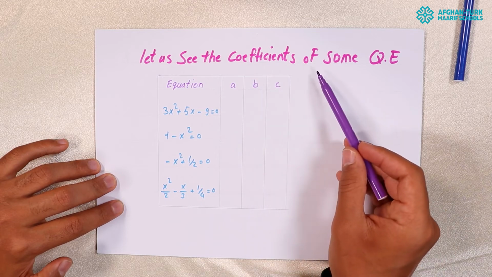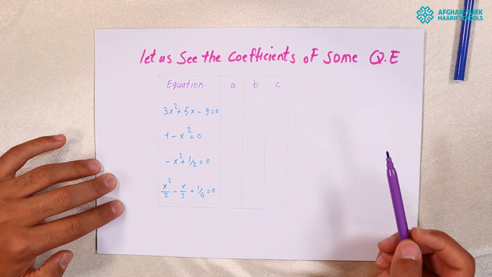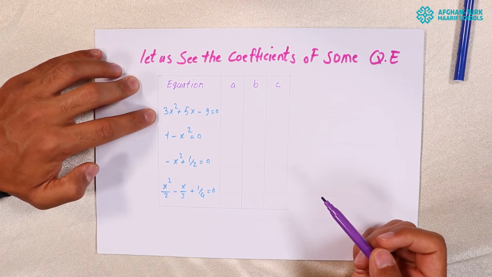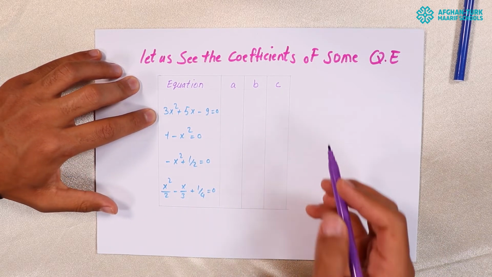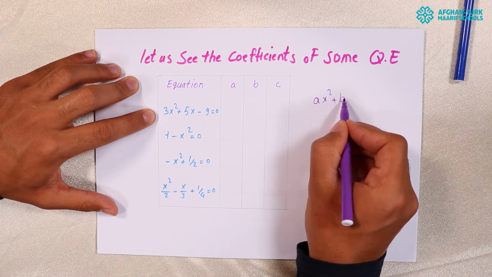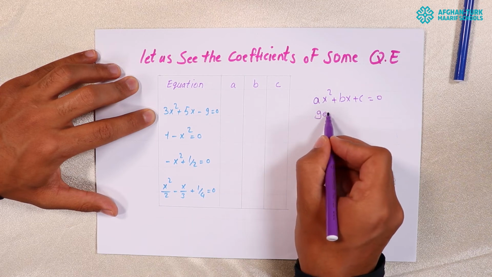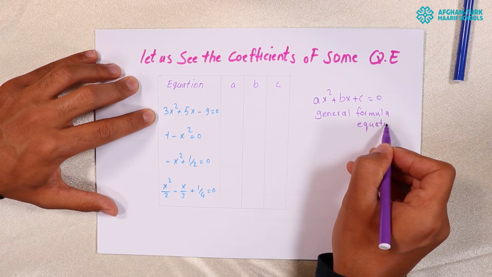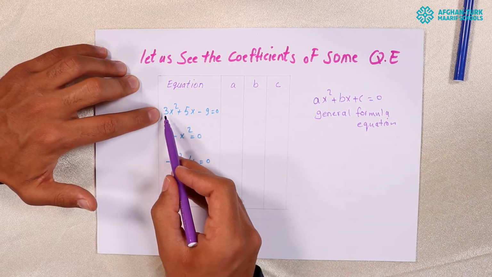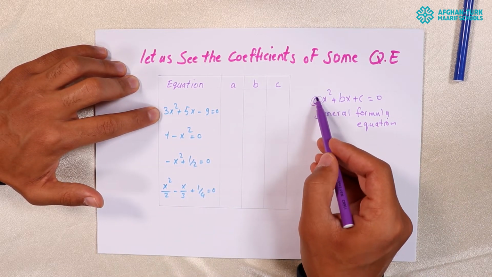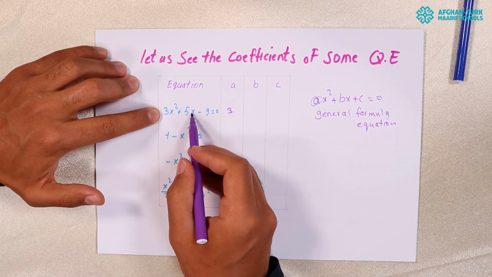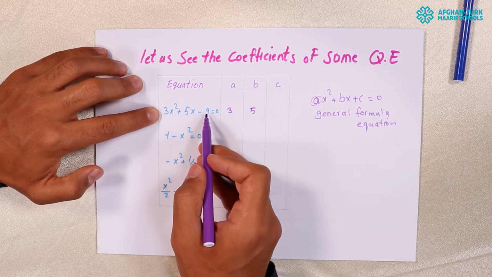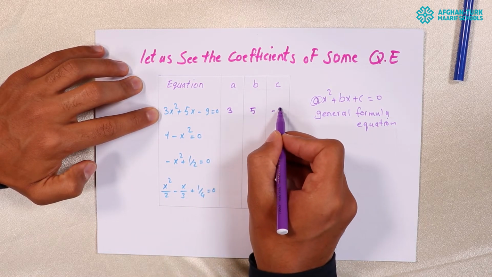Let us see the coefficients of some quadratic equations. Look at the examples. 3x squared plus 5x minus 9. And I want you to find the coefficients. It means find a, b and c. Look, this was the general formula, or general equation: ax squared plus bx plus c equal to 0. So, look, 3x squared. We have ax squared, so a is equal to 3 in this equation. 5x, we have bx. So, what is b? B is equal to 5. We have plus c, we have minus 9. So, what's c? C is minus 9.